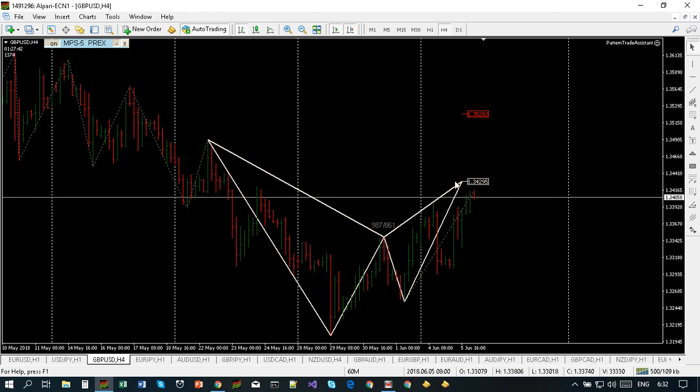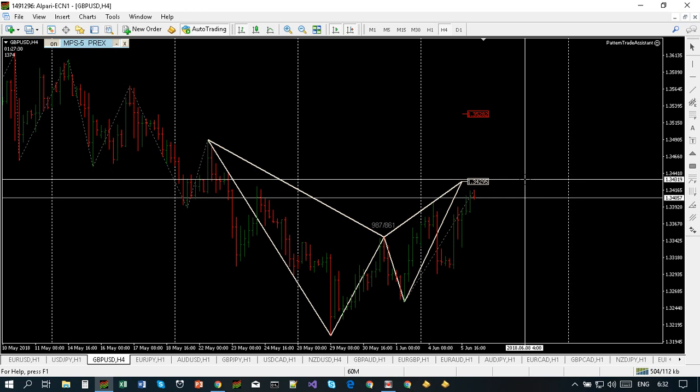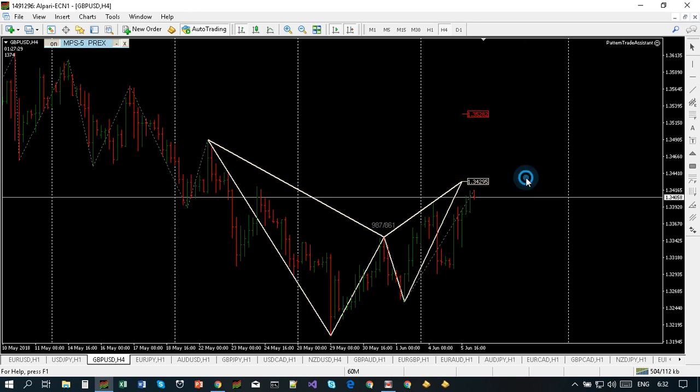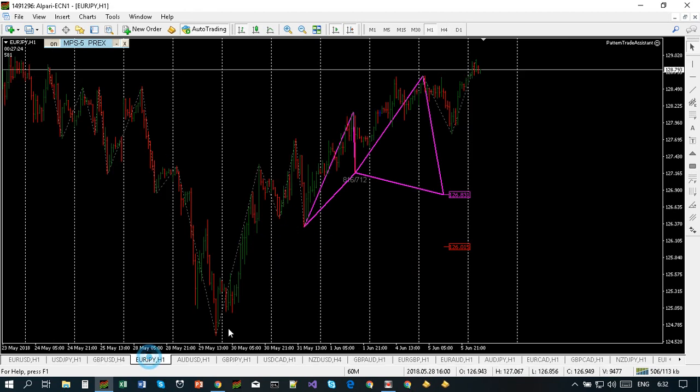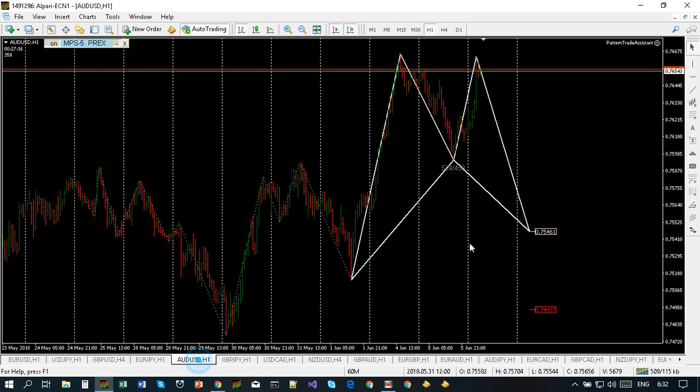Right now keep in mind this 1.3429 level, 1.3430 level. Even numbers are psychological numbers, they are good. 134.30, a potential sell.